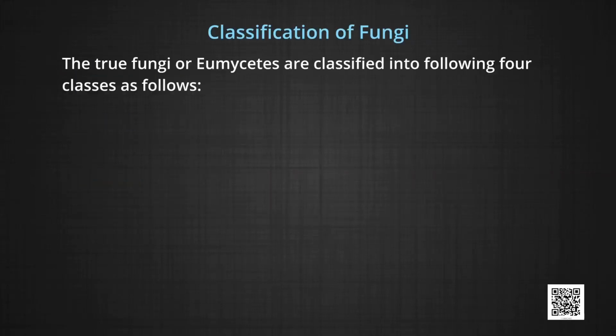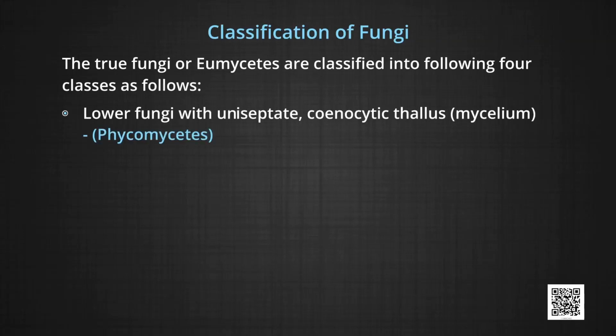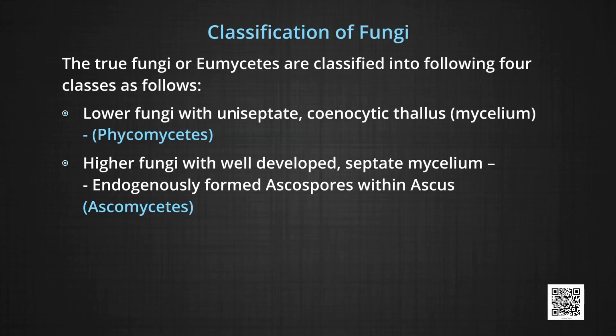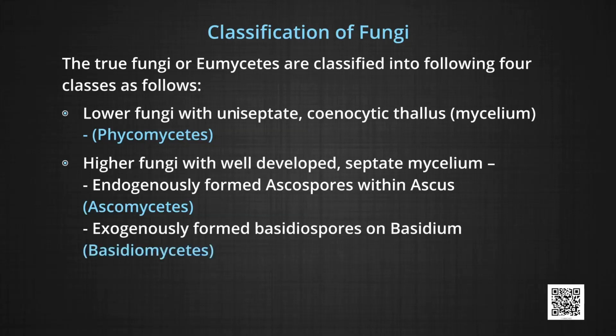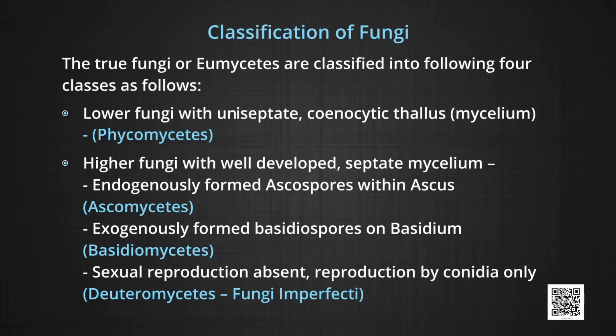Classification of fungi. The true fungi or eumycetes are classified into the following four classes. Lower fungi with aseptate, coenocytic thallus, mycelium: Phycomycetes. Higher fungi with well developed septate mycelium; endogenously formed ascospores within ascus: Ascomycetes; exogenously formed basidiospores on basidium: Basidiomycetes. Sexual reproduction absent, reproduction by conidia only: Deuteromycetes, that is fungi imperfecti.